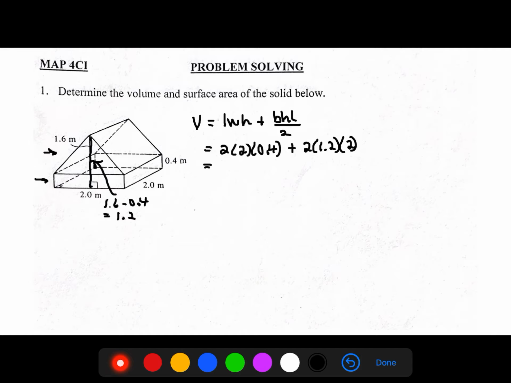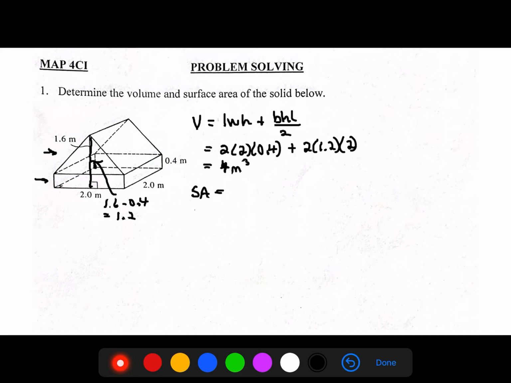And simplifying and adding together, and again, we can do this all in one step in our calculators: 2 times 2 times 0.4 plus bracket 2 times 1.2 times 2. And when we do that, and again, rounding to 1 decimal place, we get 4 cubic meters.